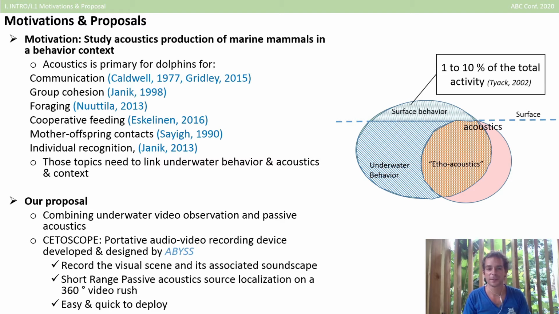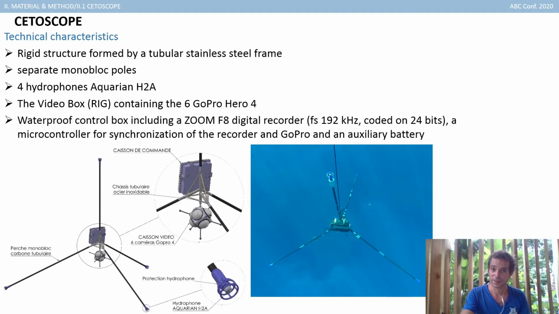The device is not so expensive, it is robust and easy to deploy. It is made of a tubular stainless steel frame on which the user clips 4 poles equipped with hydrophones. At the center are the digital recorder, the 360 video camera and batteries. The shape looks like a tetrahedron.